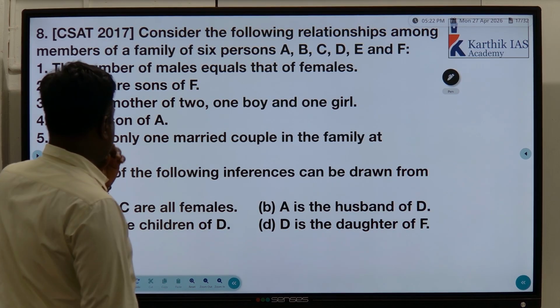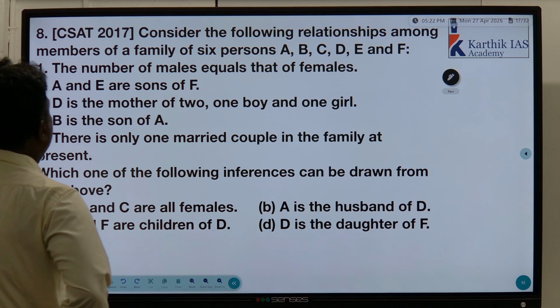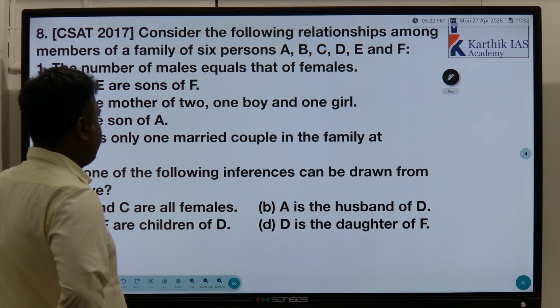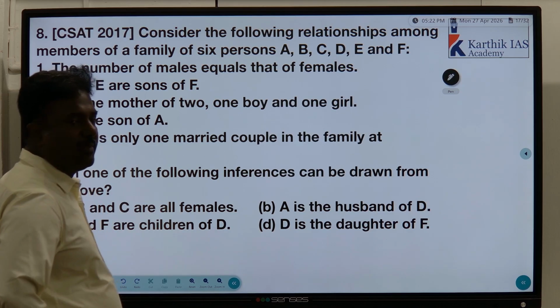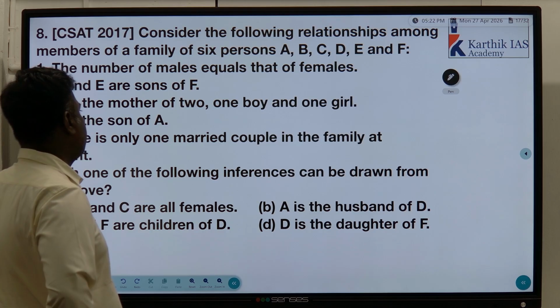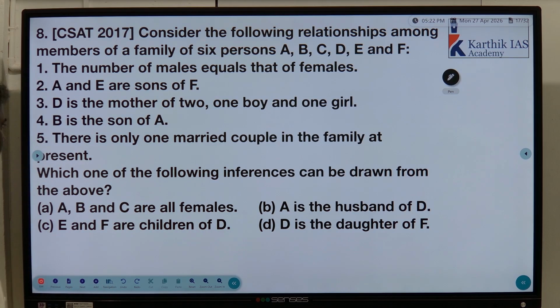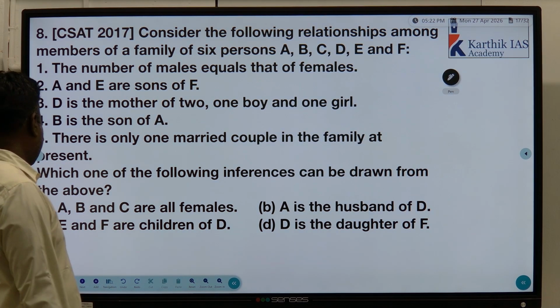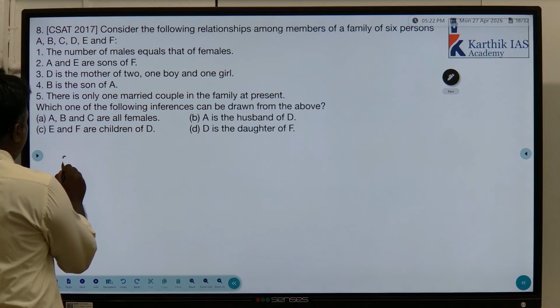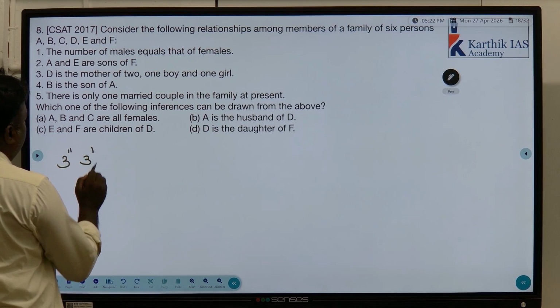Stop and see the question. Consider the following relationship among the members A, B, C, D, E, F. The number of males equal to number of females, which means 3 males and 3 females. A and E are sons of F. D is the mother of 2, 1 boy, 1 girl. B is the son of A. There is only 1 married couple in the family at the present. So now 3 males and 3 females. We'll take the notes.